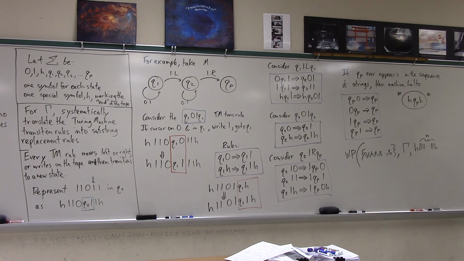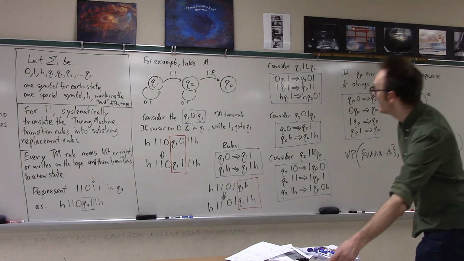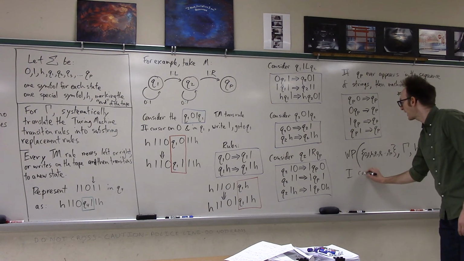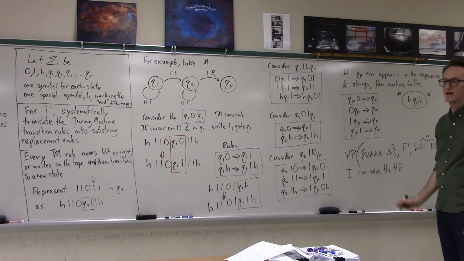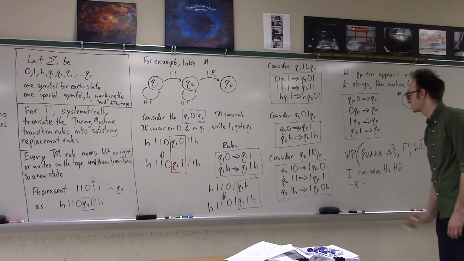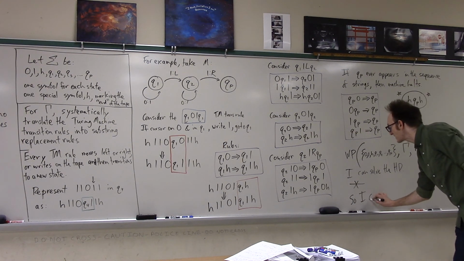And the whole question of does this machine M halt on input little n is equivalent to do I ever get the string HQPH from the string H11111111H. If I can get from here to here, then that means that machine M halts on input n. Okay, but this means I can solve the halting problem, but I can't solve the halting problem, so that's a contradiction. And so I can't solve the word problem either.